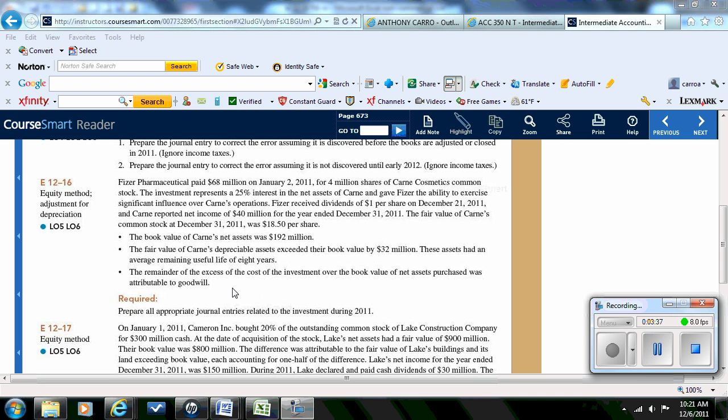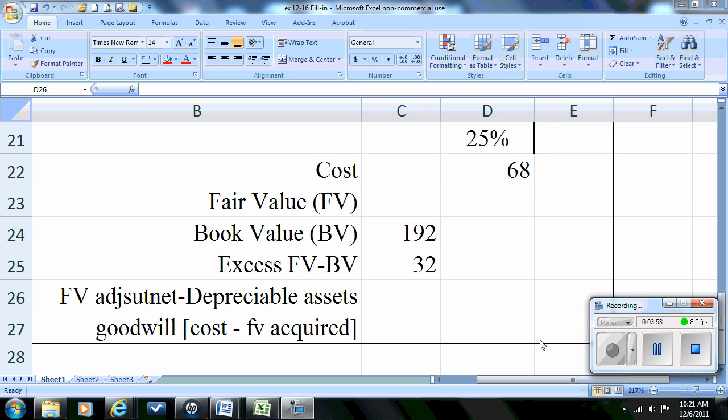Any amount we pay above our share of the difference between book and fair value is going to be attributed to goodwill. For now, it is important to understand that goodwill is not amortized and will not be part of these equity journal entries. So before we begin our journal entries, let's analyze this acquisition.